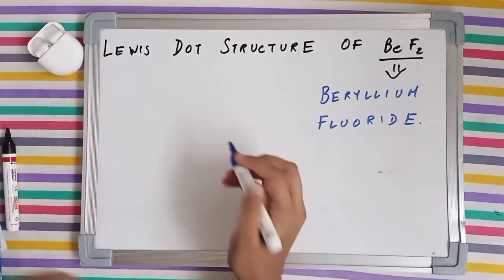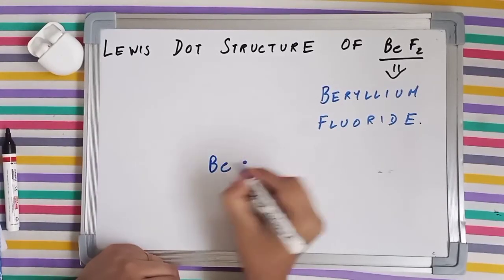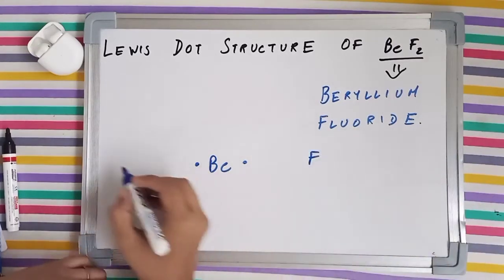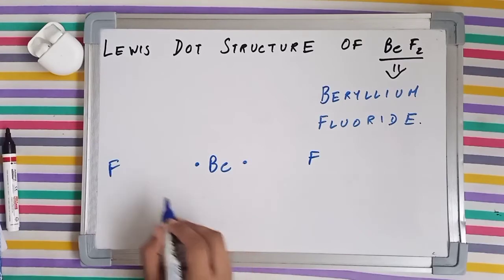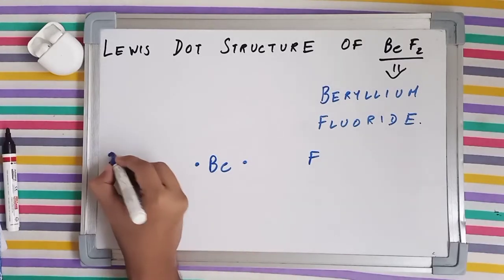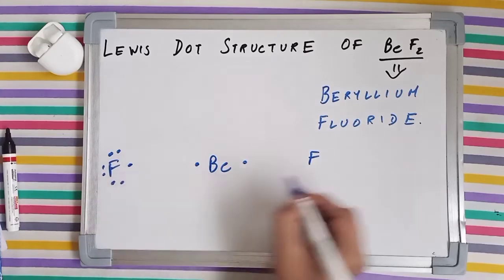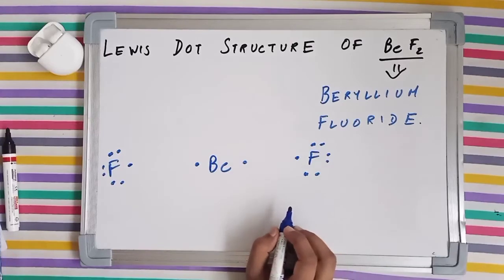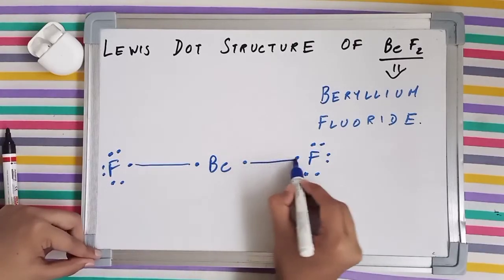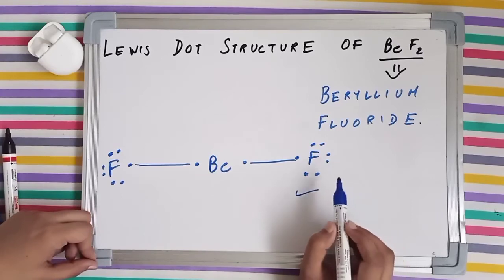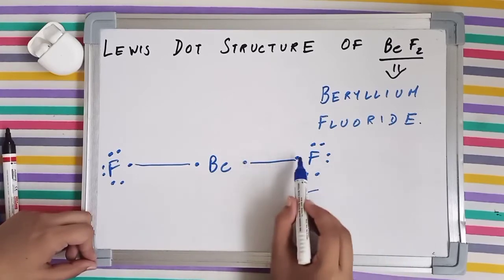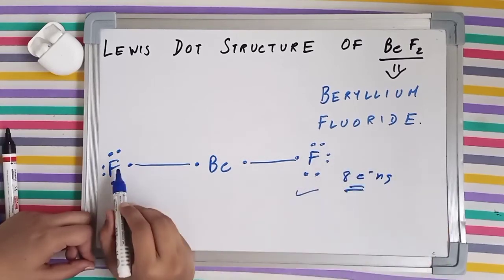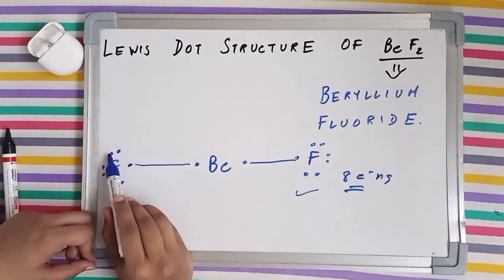So beryllium is our central atom having 2 valence electrons in the excited state. You've got a fluorine on the right side and you've got a fluorine on the left side. Fluorine has 7 valence electrons, 1, 2, 3, 4, 5, 6, 7. Similarly, this fluorine also has 1, 2, 3, 4, 5, 6, 7. Now beryllium makes single bonds with fluorines, and fluorine has now completed its octet. If you want to check, let's count the number of electrons: 1, 2, 3, 4, 5, 6, 7, 8. It has completed its octet, whereas this fluorine has also completed its octet.